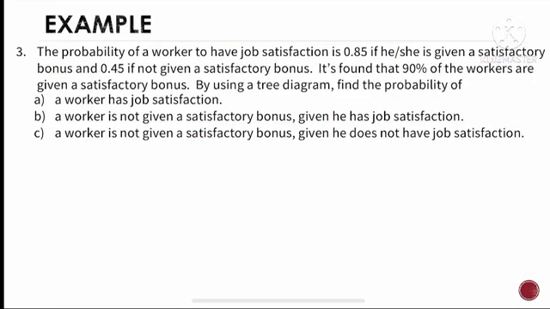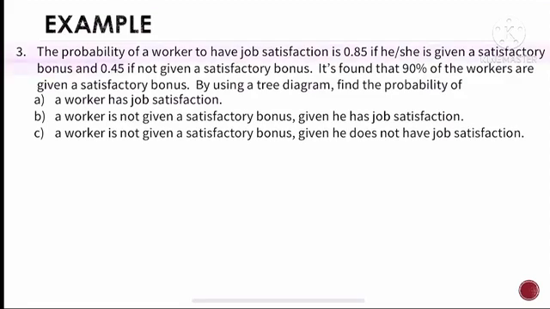Example 3: the probability of a worker to have job satisfaction is 0.85 if he or she is given a satisfactory bonus and 0.45 if not given a satisfactory bonus. It's found that 90% of the workers are given a satisfactory bonus. By using a tree diagram, find the probability. So let's draw the tree diagram.